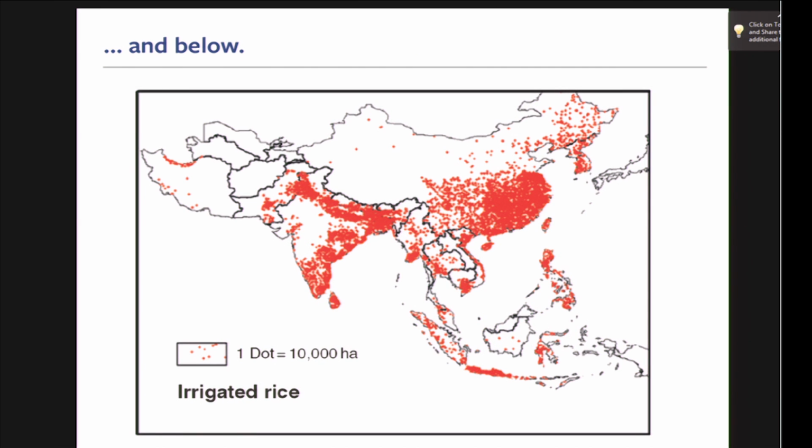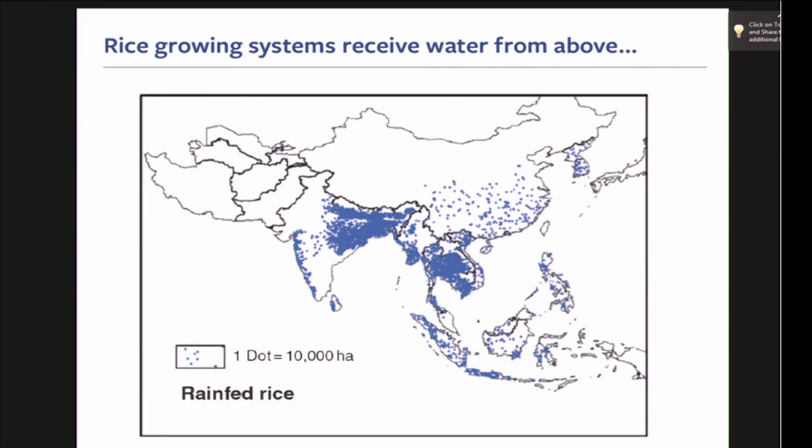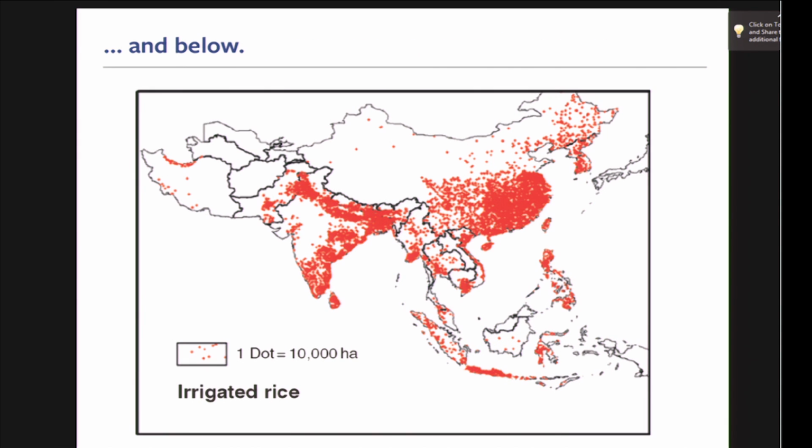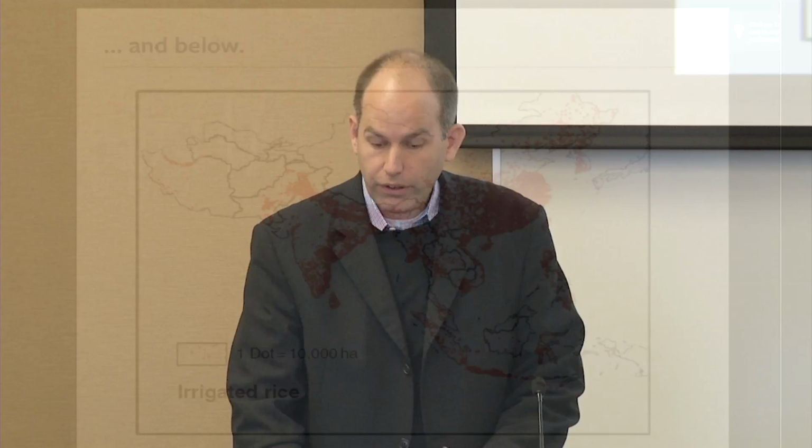If you look at water coming from below or through surface channels, this is irrigated rice. So you can see northern and coastal India, but really I think the astonishing thing here is if you look at China, I'll give you that one more time right here, the difference between these two. And these are not guesses. This is satellite measurements of where rice is grown.